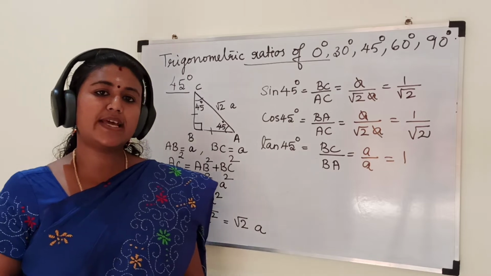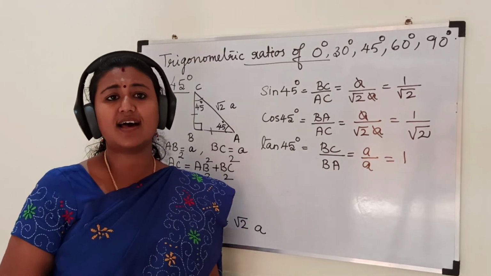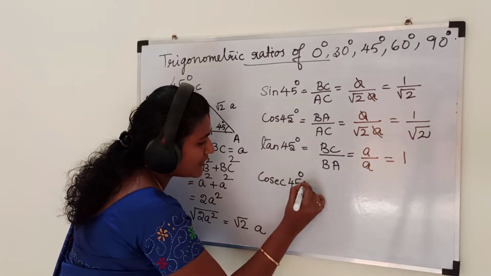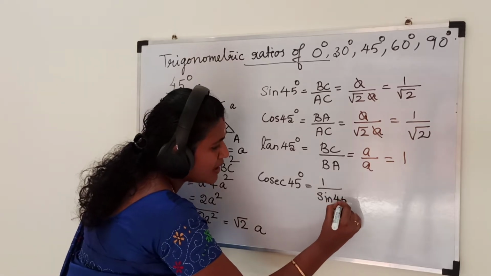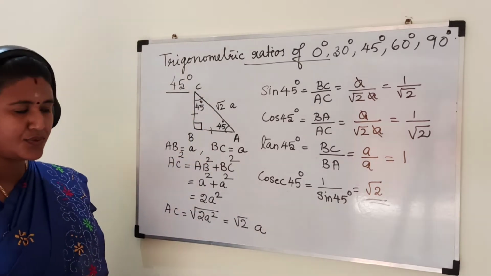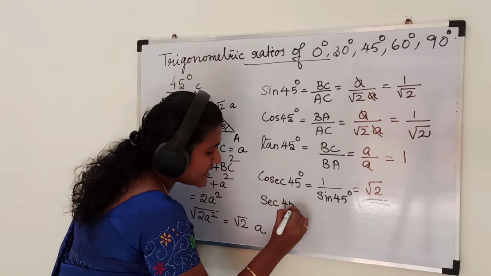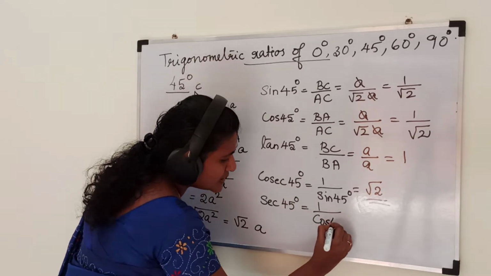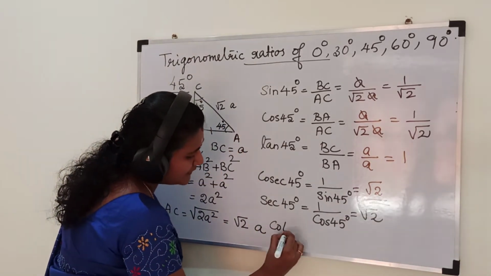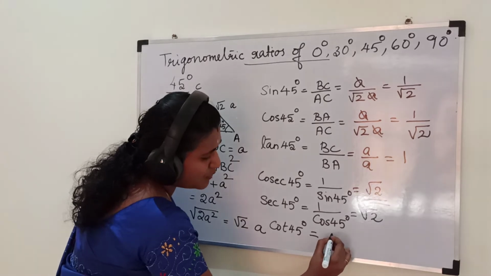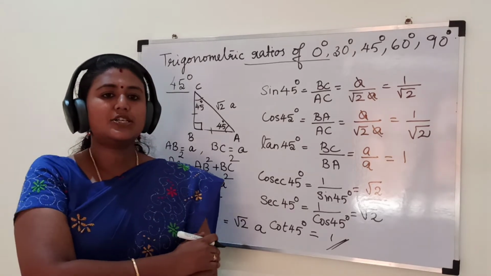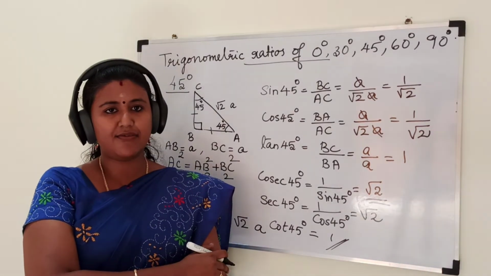The next three ratios we can easily find because they are the reciprocals of these three. So next is cosec 45 degree. Cosec 45 degree is 1 by sine 45 degree, which is equal to root 2 by 1. So the value of cosec 45 degree is root 2. In the same way, sec 45 degree is the reciprocal of cos, so 1 by cos 45 degree, that is also root 2. Then cot 45 degree is the reciprocal of tan, so 1 by 1, that is cot 45 is equal to 1. So we can find the trigonometric ratios of the specific angle 45.